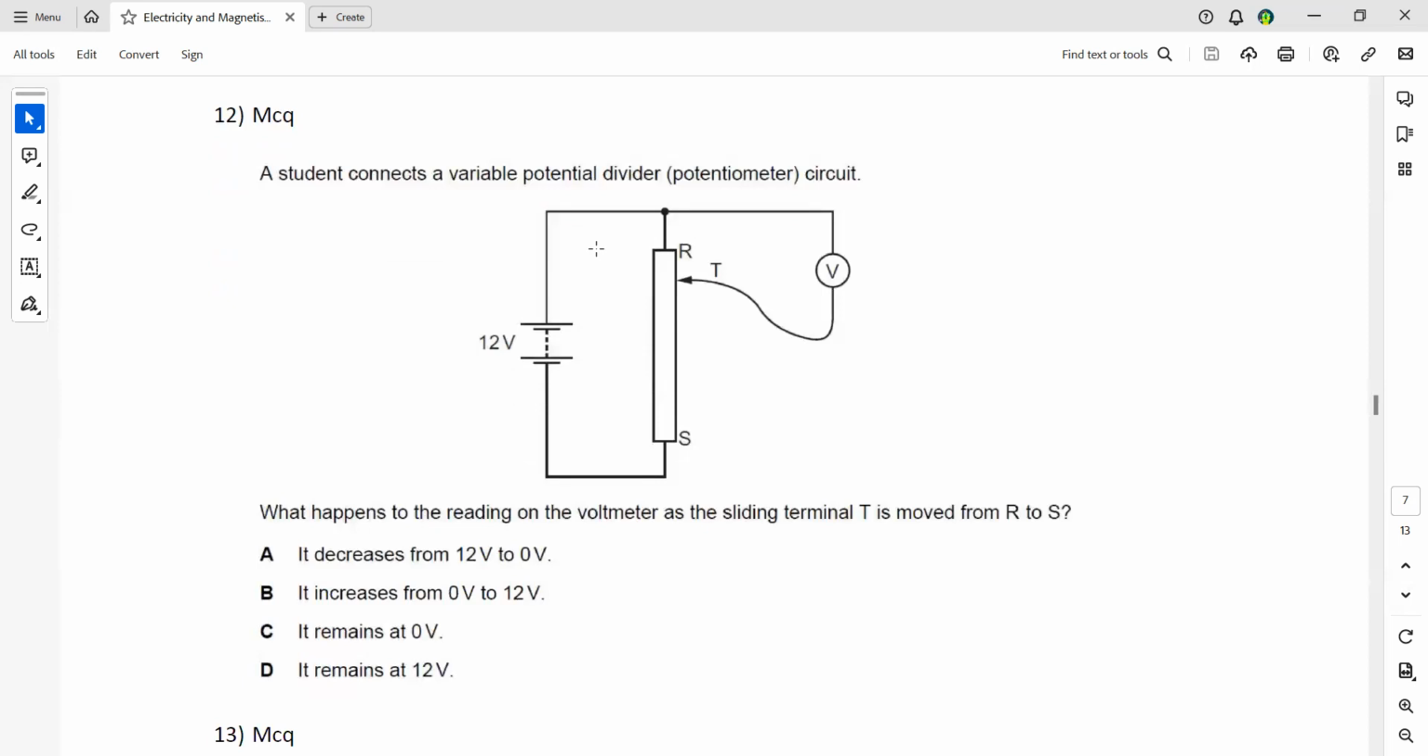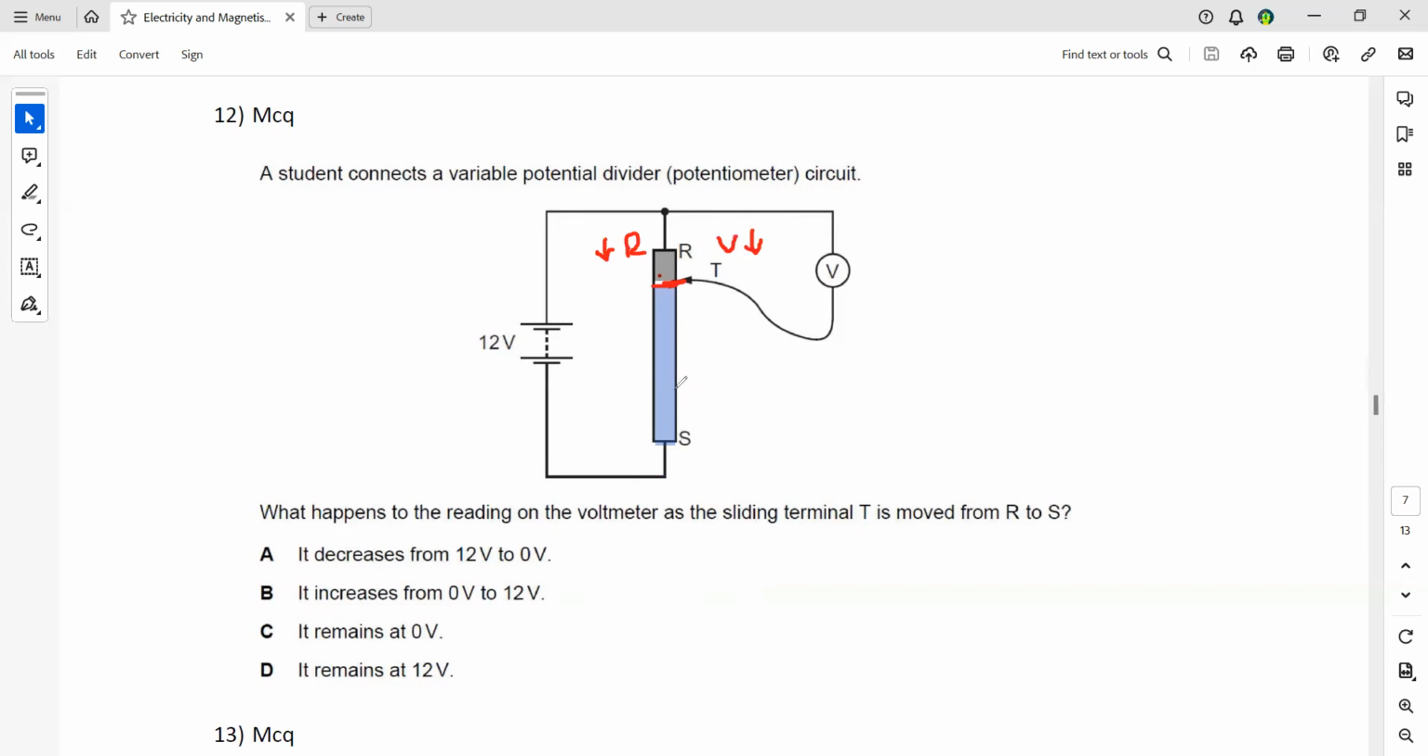A student connects a variable potential divider, or a potentiometer. What happens to the reading of the voltmeter as the sliding contact is moved from R to S? Look, when the sliding contact is at position R or near R, this part will have a shorter length and this part will have a longer length. If the length is shorter, that part will have a low resistance. If that part has a low resistance, what will happen to the voltage here? It will be a small voltage.